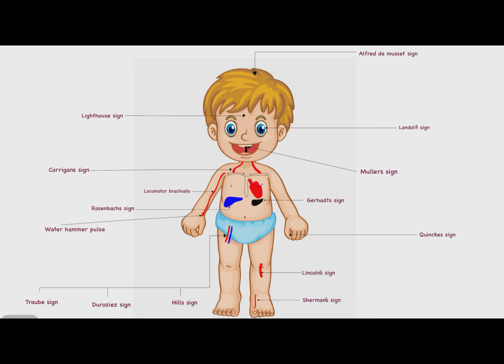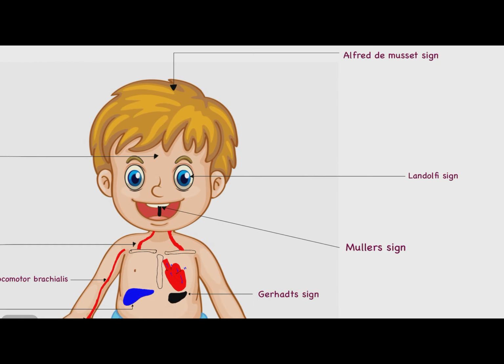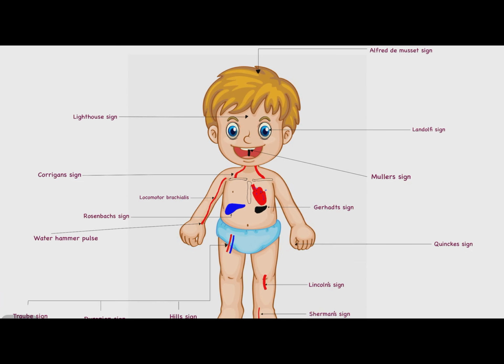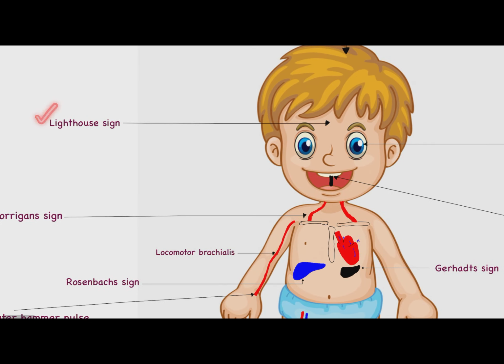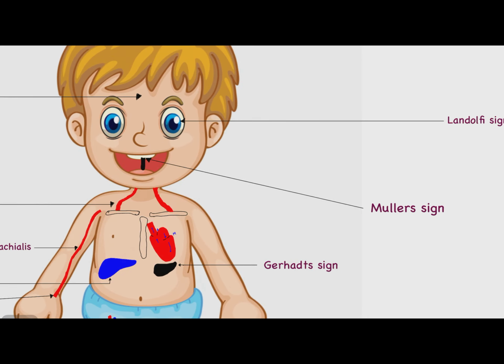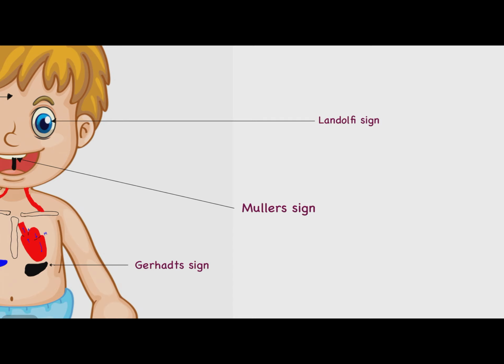From head to toe we are going to discuss. First of all, the aortic regurgitation peripheral signs are seen due to the wide pulse pressure, and they are more common when the aortic root is involved as compared to the aortic valve. We have discussed the Alfred de Musset sign, which is head bobbing with respect to the pulse. The next sign is Lighthouse sign, which is blanching or flushing of the forehead. The next sign is Landolfi sign, which is the change in the size of the pupil with respect to pulse.